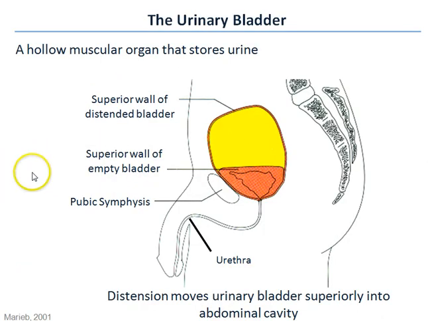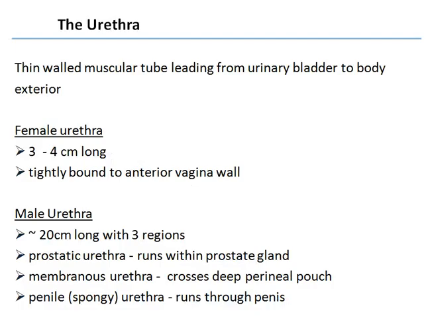The empty bladder here appears collapsed, orange. Notice the relatively thick wall on this structure. When full, the bladder expands into the abdominal cavity. The walls get thinner, and there we can see that. Notice the urethra. This is the final part of the urinary system we'll consider. This allows urine to be removed from the body. And the urethra is what we'll consider in the final slides of this lecture.